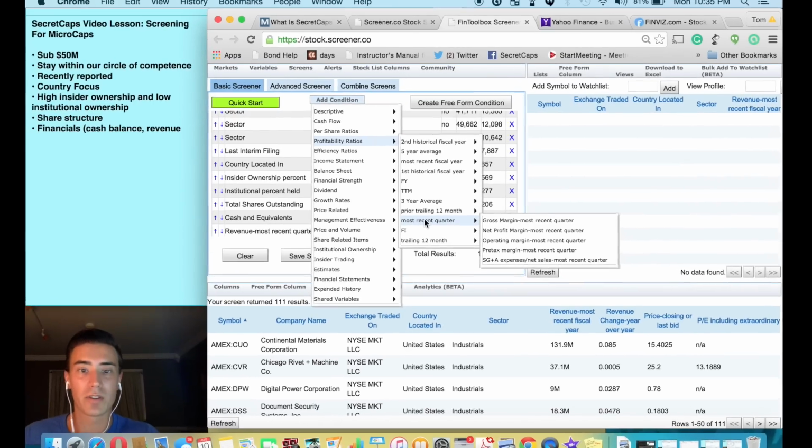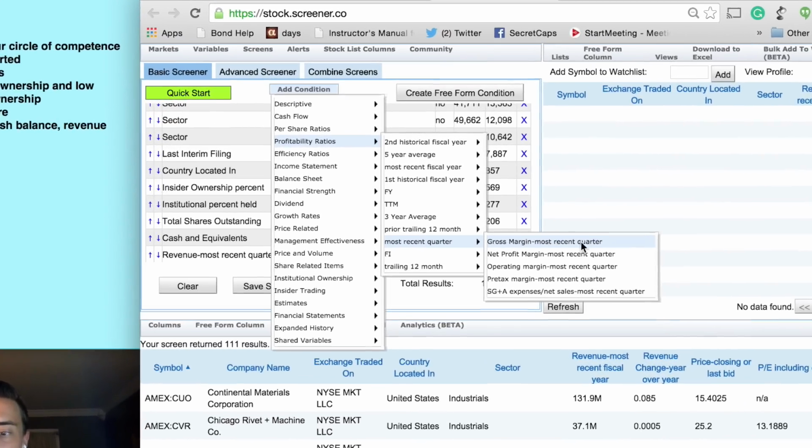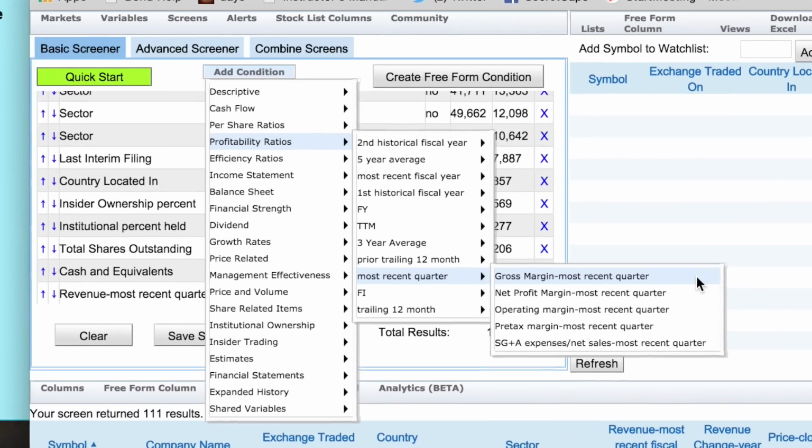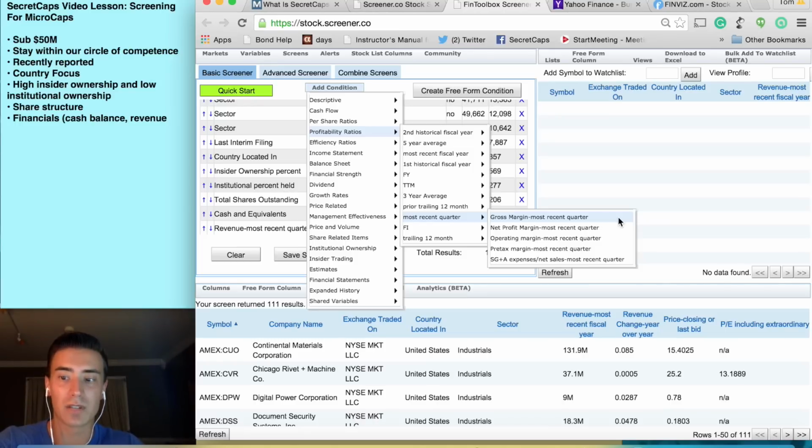We'll go to profitability ratios, most recent quarter, and then we go to gross margin. So this isn't net income margin, which is the amount of revenue dropped directly to the bottom line, but gross margin is great for SaaS-based companies. Example, SMTP Inc., a company we covered recently. High margins, high growth. It's a viral story, and as the company grows, they drop even more money to the bottom line, which is one growth avenue.